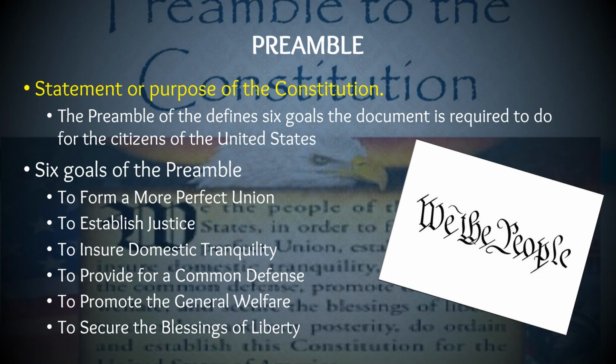So the first section is the preamble, which is the statement of purpose of the Constitution. The preamble of the Constitution defines the 6 goals the document is required to do for the citizens of the United States. And those 6 goals that are outlined right there, you'll learn a little bit more in detail about tomorrow with the lesson that I have assigned for you guys.